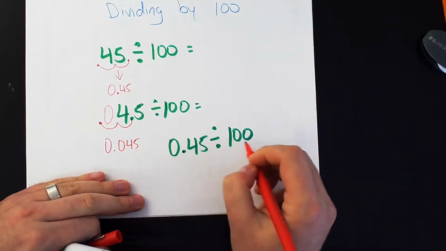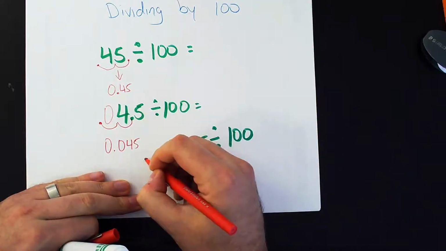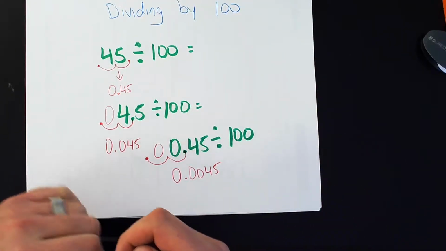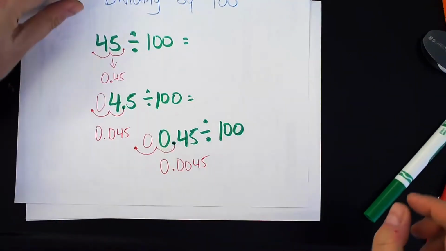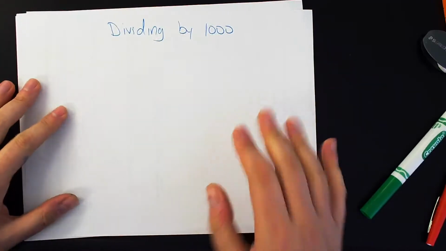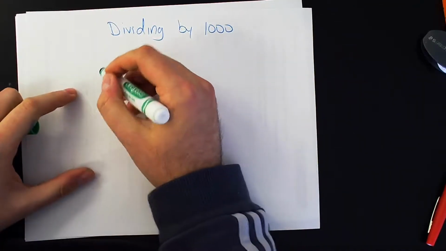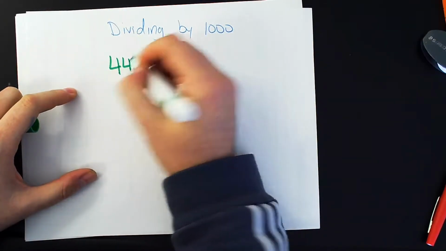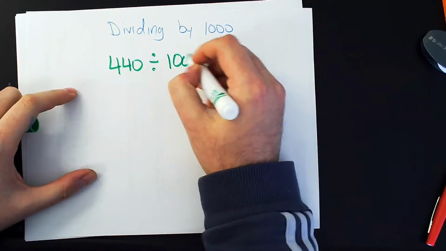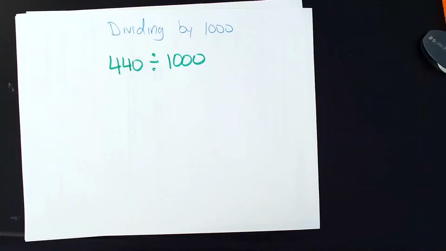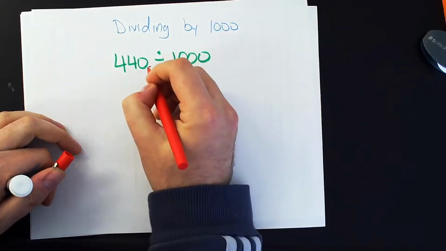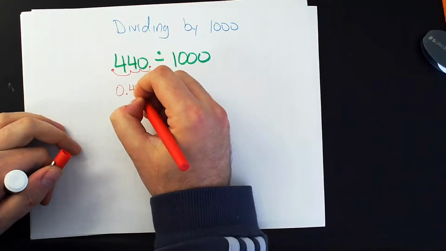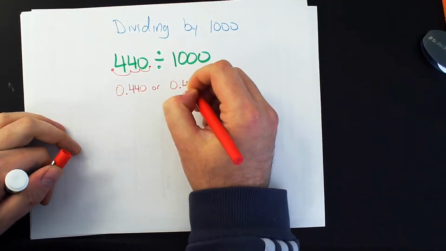Even if your number was 0.45, divide that by 100. You move the decimal over 2 spots. 1, 2. Your answer is 0.0045. Okay, so it works like that. And lastly, the idea is the same for dividing by 1,000. So let's take 440. We'll start with a bigger number. Divide that by 1,000. Remember, the decimal is found over here. 1, 2, 3, because there are 3 zeros. Your answer is 0.440, or it can be written as 0.44.